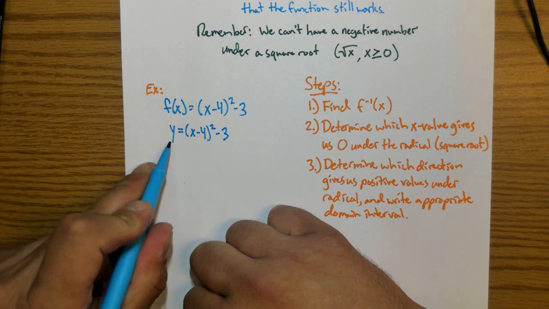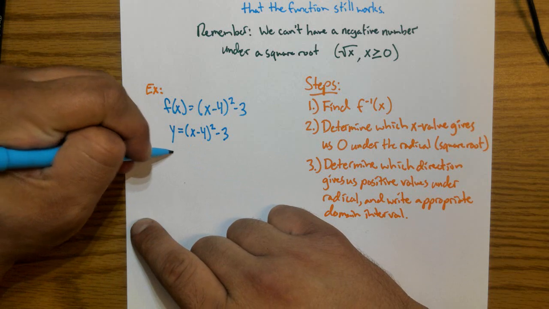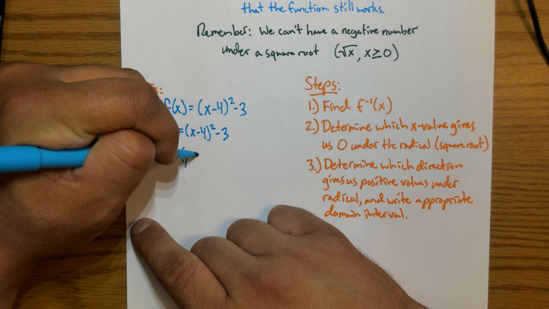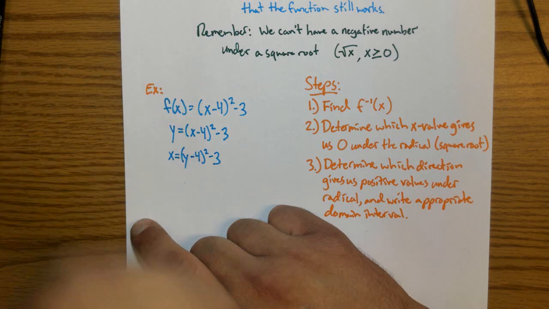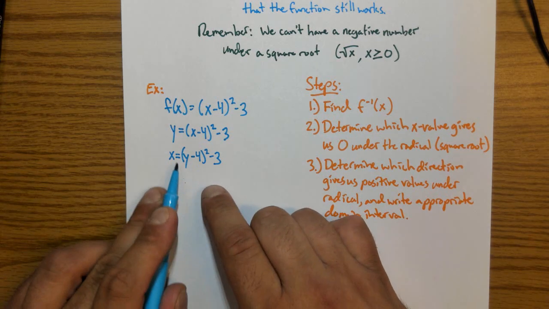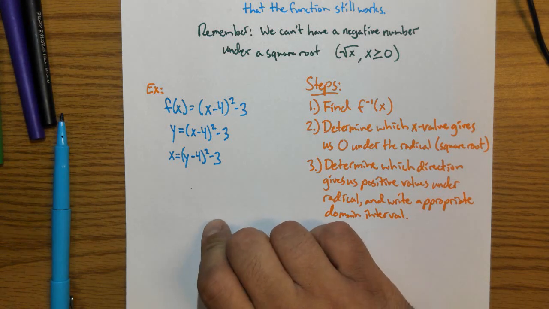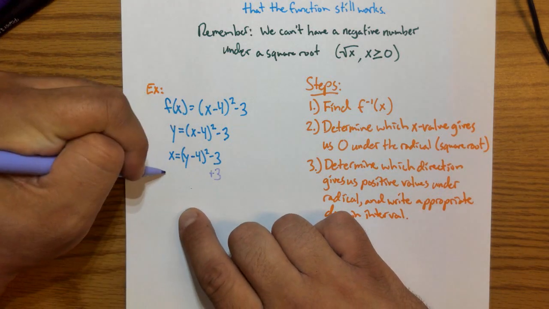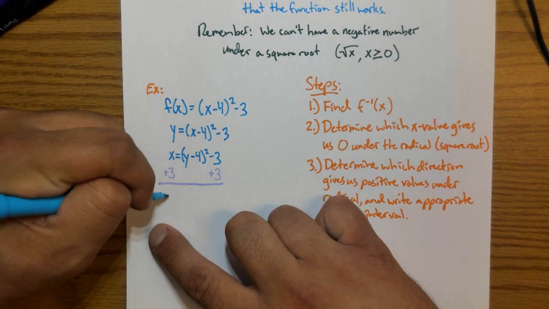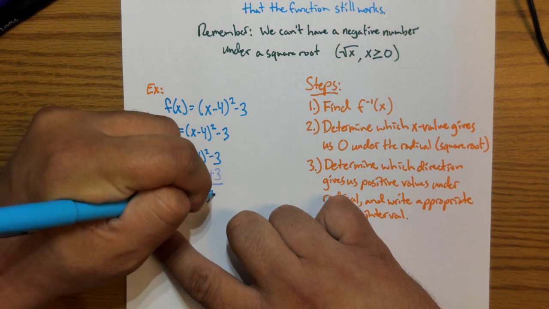And then we want to switch our variables. So y becomes x and x becomes y. So x equals (y minus 4) squared minus 3. And now we want to solve for our new y. So remember, we need to get whatever is being squared by itself in these cases. So we're going to add 3 to both sides, which is going to give us x plus 3 is equal to (y minus 4) squared.